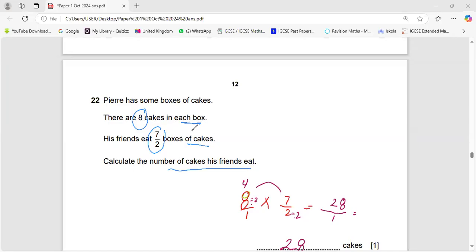You know the meaning of multiply. You multiply 7 over 2 multiplied by 8. We can multiply 7 multiplied by 8 divided by 2, or we can simplify: divided by 2 equals 1, divided by 2 equals 4, and multiply up and down. 4 multiplied by 7 is 28, and 1 multiplied by 1 is 1. Here the answer is going to be 28.